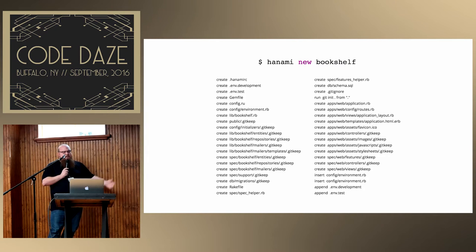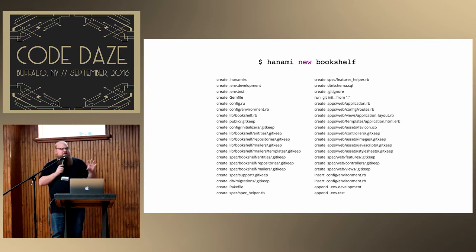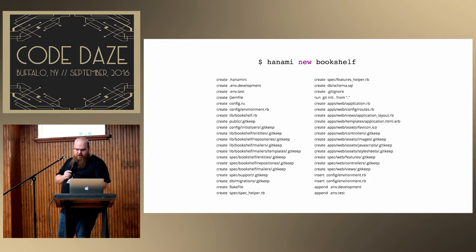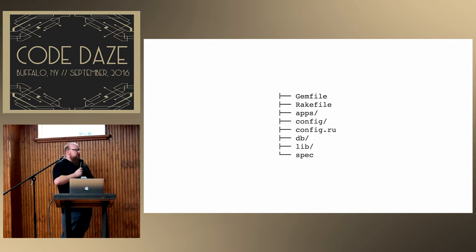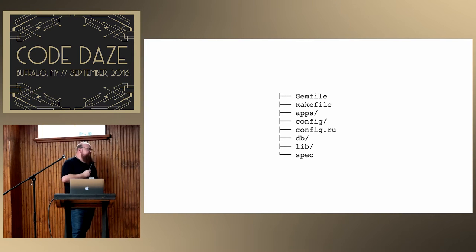So creating a Hanami application, just like a Rails application, or similar, we have command line tools, so you can say hanami new bookshelf, and it will create all the files. I should also mention that these examples are from Hanami's website. I figure I could write my own application, or I could just use one that's pretty good already. So once we do that, this is what our root directory looks like. Gemfile, Rakefile. We have the apps directory, which we'll look at. Config directory, config.ru file, database directory, lib directory, and then a spec folder.